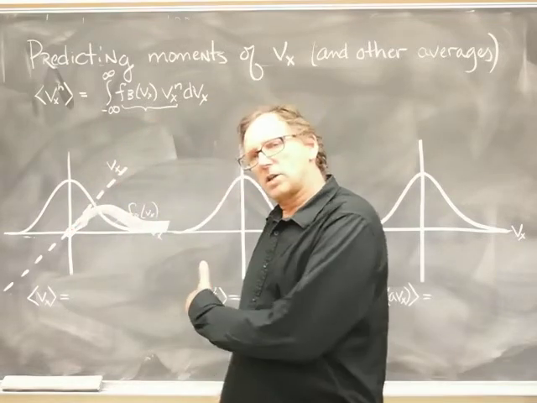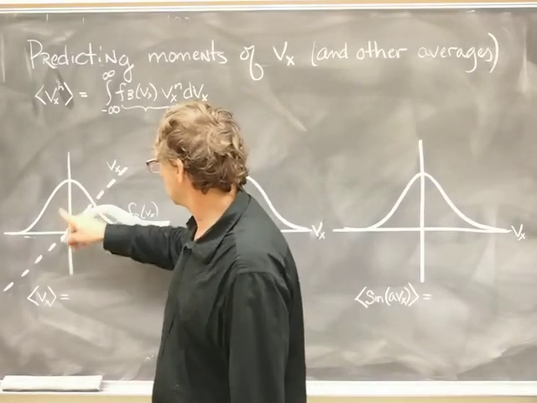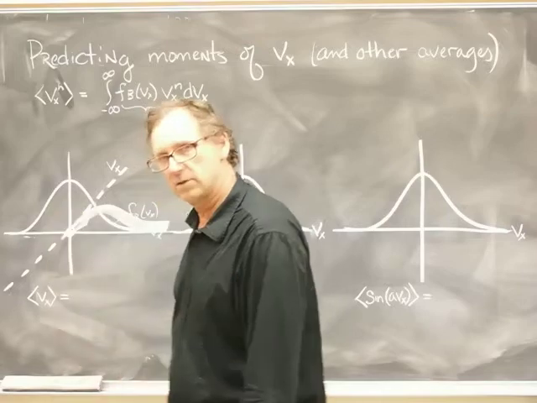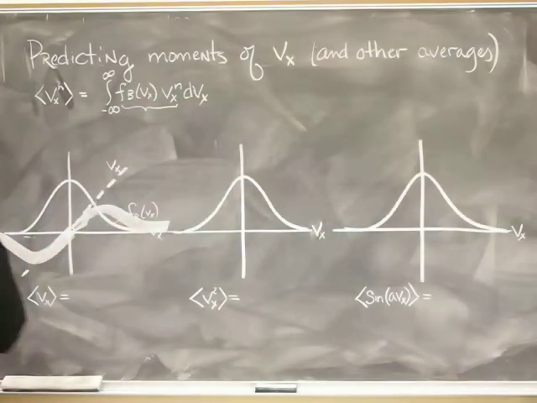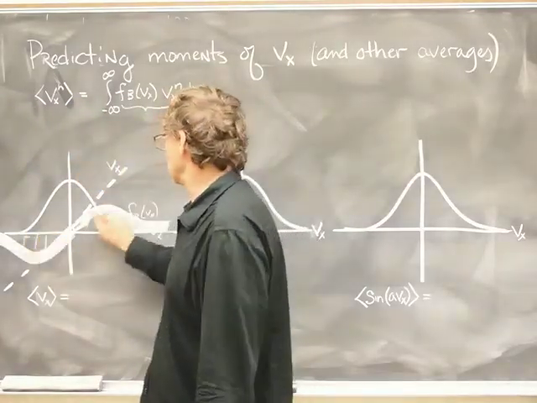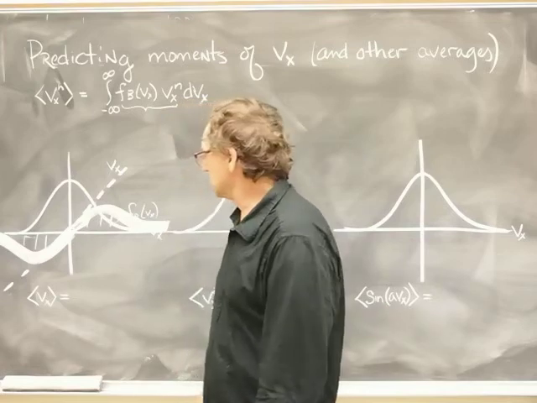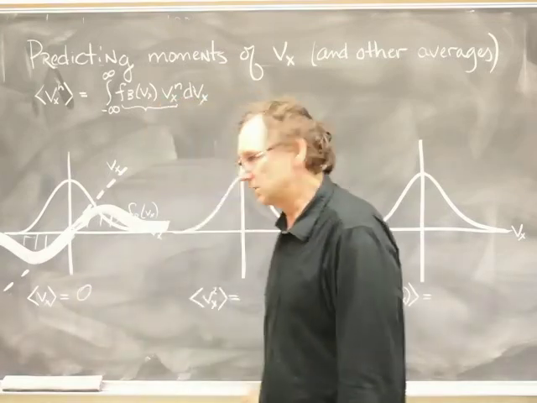Now what's it going to look like on the left? Well, it's just the same thing, but instead of positive numbers, I've got negative products over there. So I'm going to draw it like this. Since the integral is the area under that curve, just by inspection you can see that the mean of v has to be equal to 0.